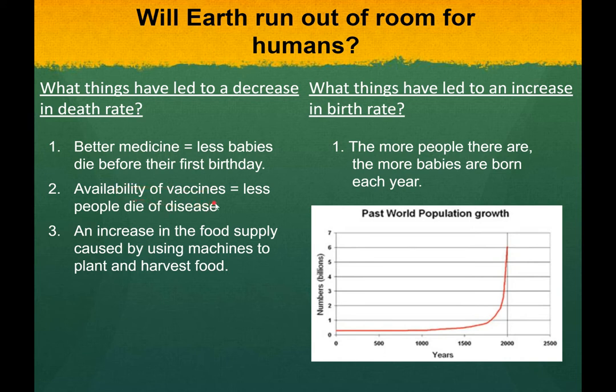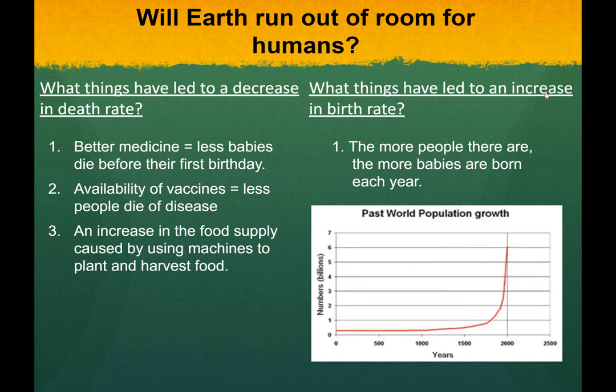Availability of vaccines. So fewer people are dying of treatable, preventable diseases like measles and mumps. And also an increase in food supply caused by technology, right? Better machines that are able to plant and harvest more food per space. So we can produce more food, which means we can feed more people. So we're able to keep those people alive.